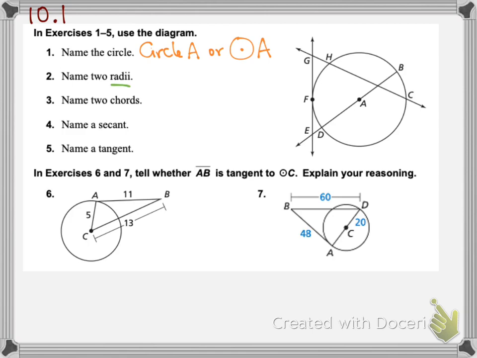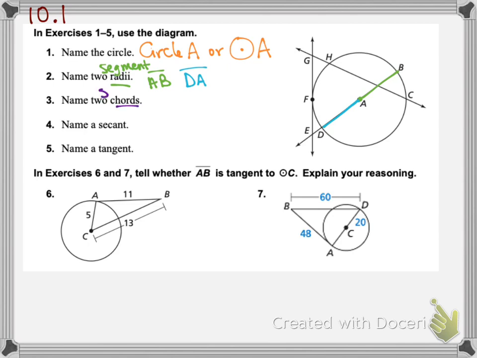Name two radii. So these are going to be segments. Remember, they start and they end. A radius starts at the edge of the circle and then goes to the center. So one of them we would say AB. This also can be read as BA, same thing, with that little line above it. And then the other one would be AD or DA. Doesn't matter to me. Those are the only two that actually touch the circle, so those are the only two radii.